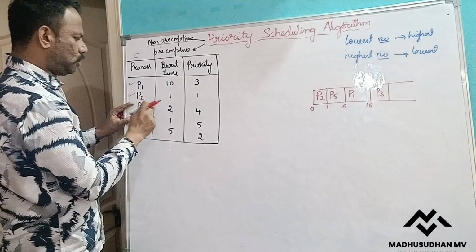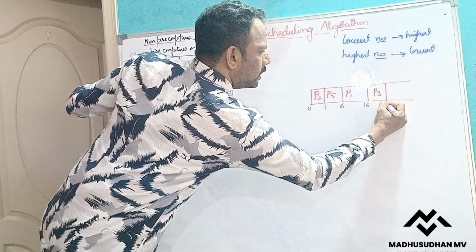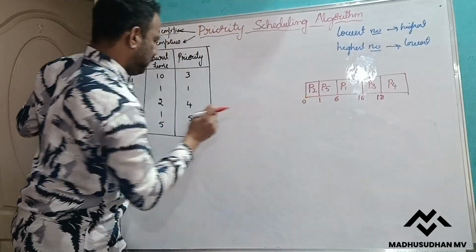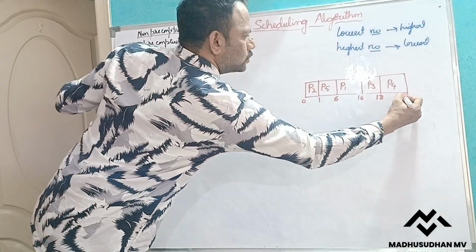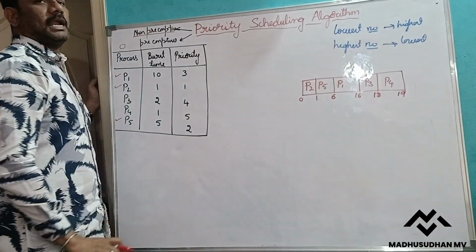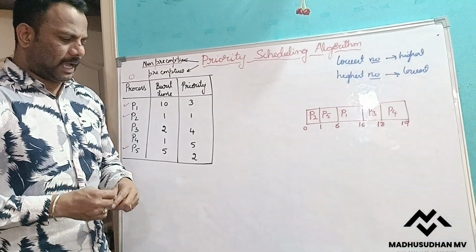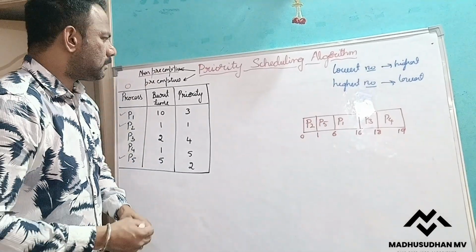It needs 2 milliseconds, so 16 plus 2, 18 milliseconds. So finally I am left with P4. P4 needs only 1 millisecond. So 18, 19. This is the Gantt chart for non-preemptive priority scheduling.